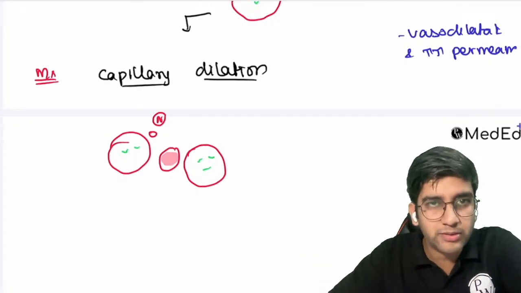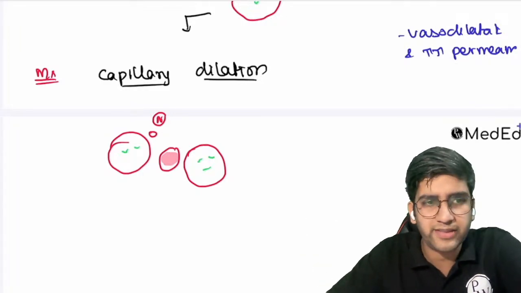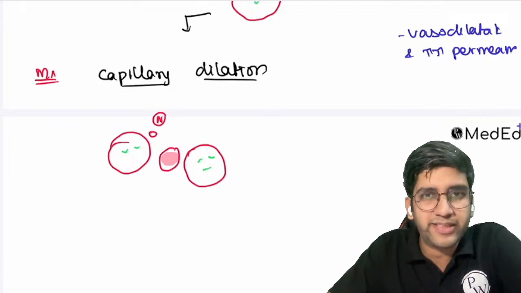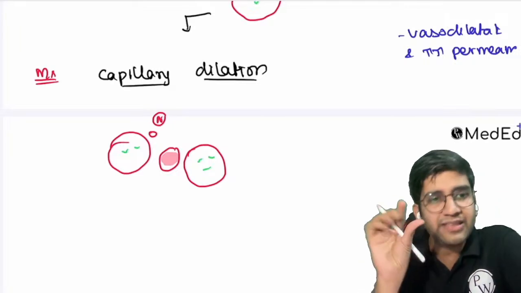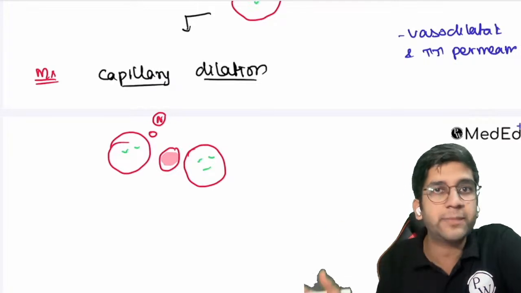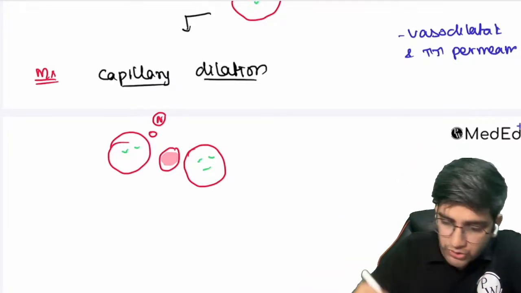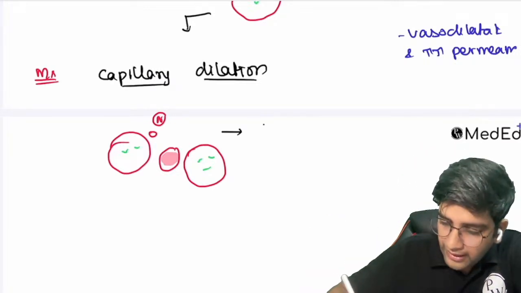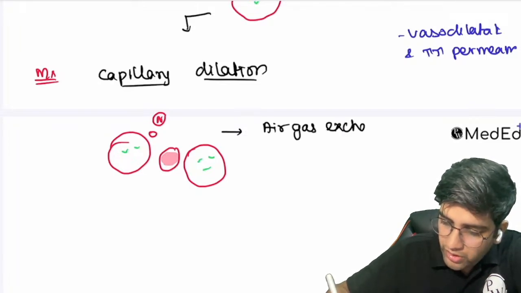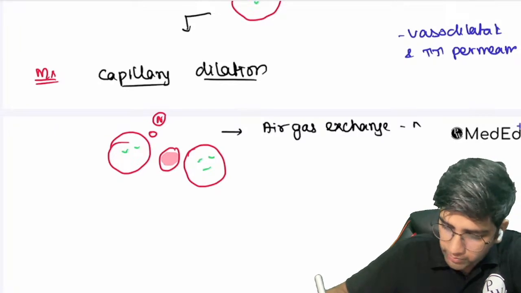Are the pneumocytes normal? They are normal, right? Will there be any concern in air gas exchange? Completely normal, right? So here my capillaries are dilated. My alveoli have no problem. I have bacteria inside, that's all. But it's not being destroyed, not being filled with something, right? So definitely here, in this condition, air gas exchange is normal.